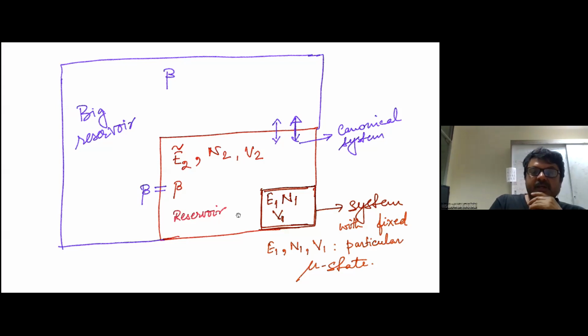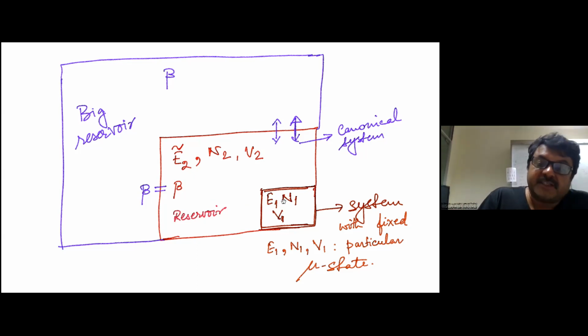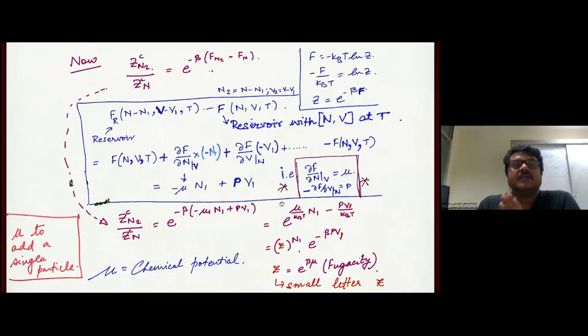So the probability that this system will be in a particular microstate depends upon all the possible microstates which are accessible to the reservoir when the system is E1, N1, and V1, and that decides the probability that the system will be in a particular microstate. Right.